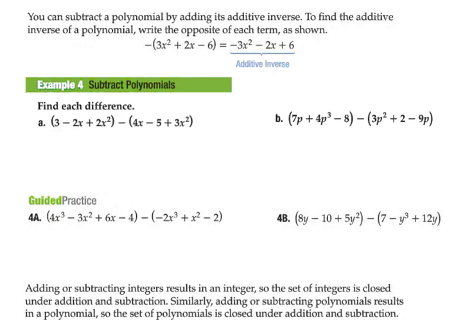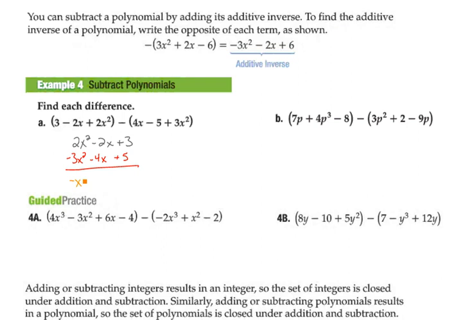Okay, so again, how do we want to do this? Let's go ahead. I'm going to rewrite this first one in correct order. So I'm going to say 2x squared minus 2x plus 3. Then I'm going to change the signs of everything in here. I know that this second one is a -3x squared, a 4x, and a positive 5. Okay, then we can go ahead and just add them straight down.